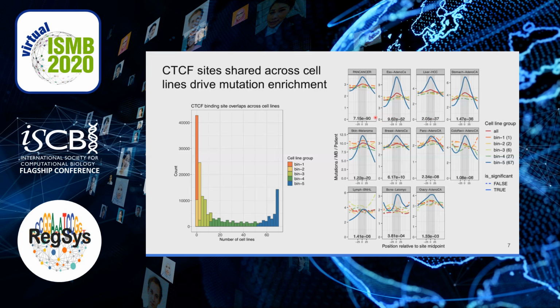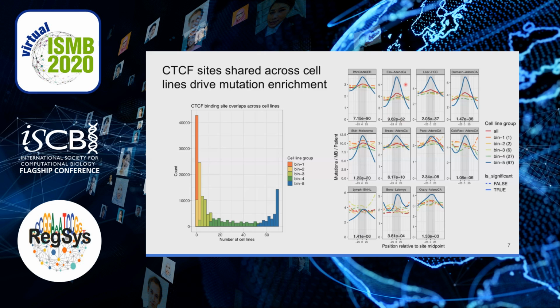And so the prevailing pattern across all these different cancer types is that the blue lines, so bin 5, shows a very sharp enrichment of mutations within the sites compared to the flanking regions. The other bins, bins 1 to 4, are relatively flat for all these different cancer types.